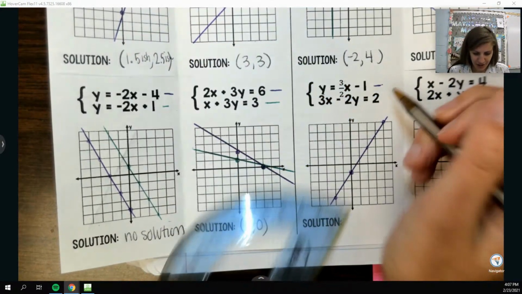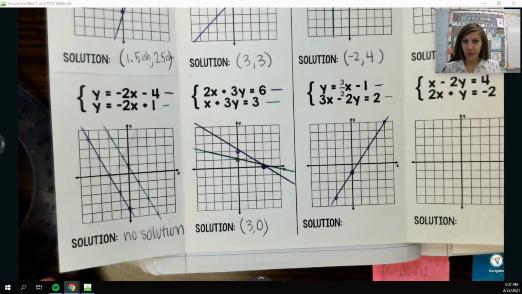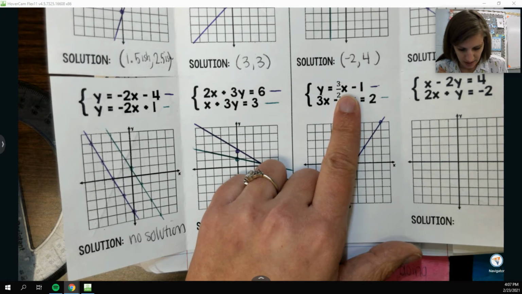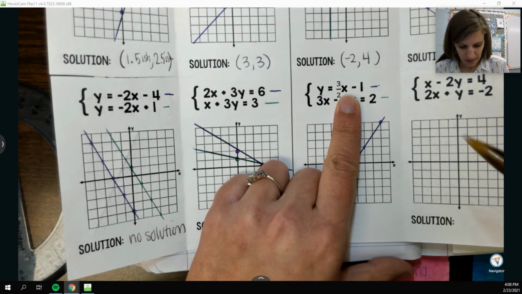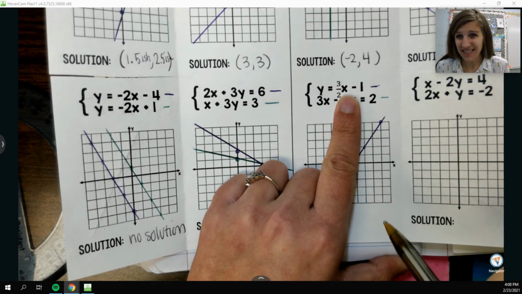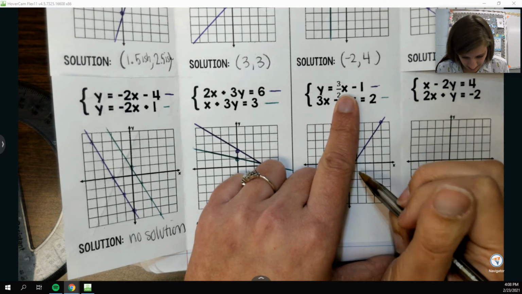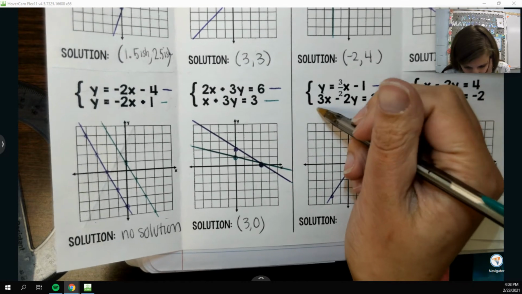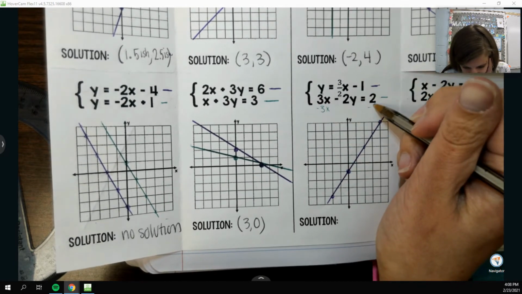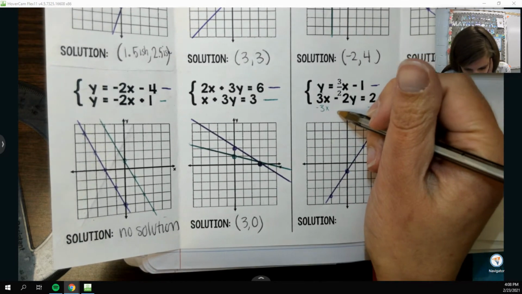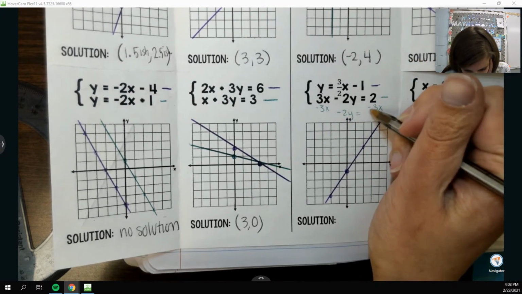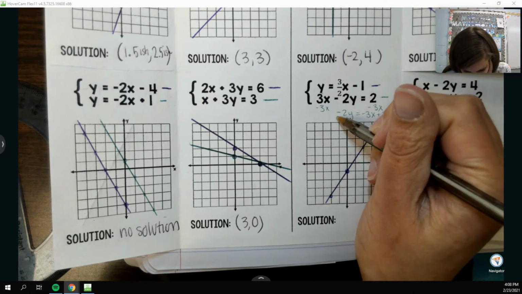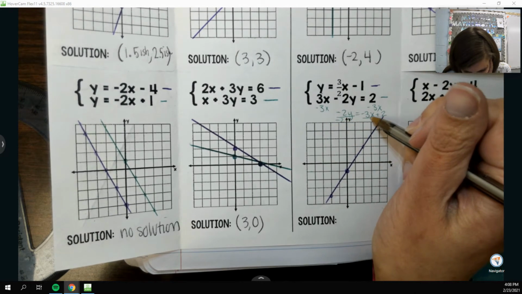And then your bottom line is in standard form. So again, I would ignore the y. Ooh, that's not great. I'd have to divide by 3, and that's 2/3. Ugh. Maybe I should solve for y. I'm going to solve for y. So let's subtract 3x from both sides. And we'll have negative 2y equals negative 3x plus 2. And then divide it all by negative 2.